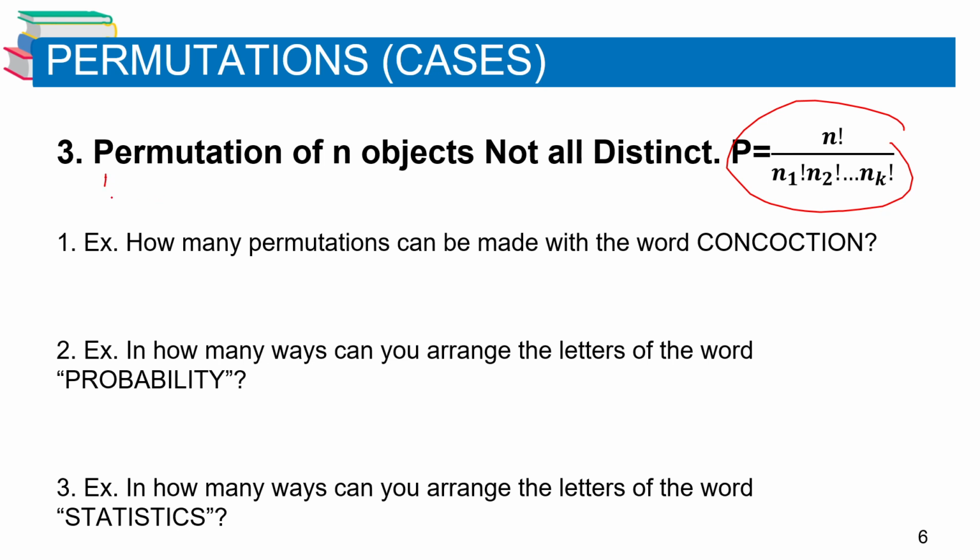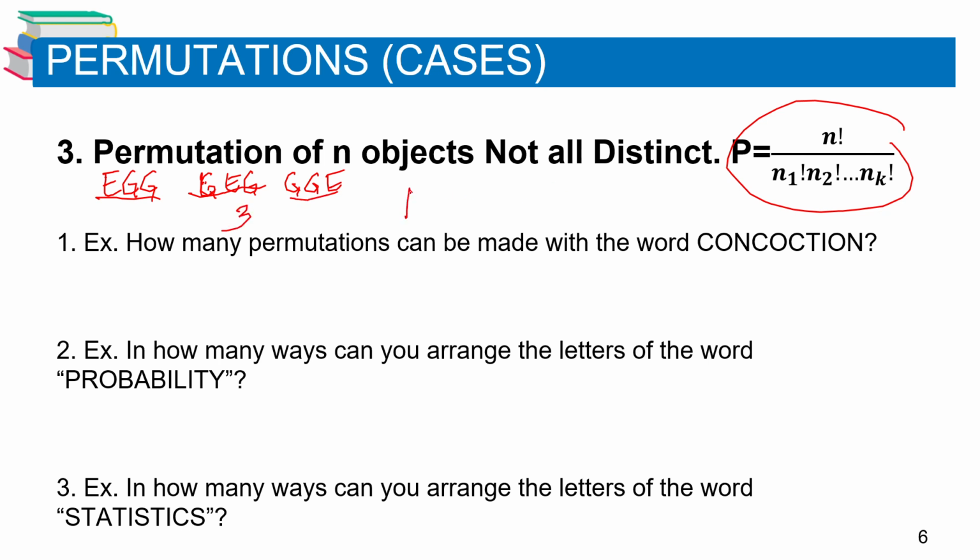Let us have an example, the word egg. The word egg can be rearranged in how many permutations? So let us have EGG, next is GEG, and the next one is GGE. Are there other ways for this one? So let us have three.